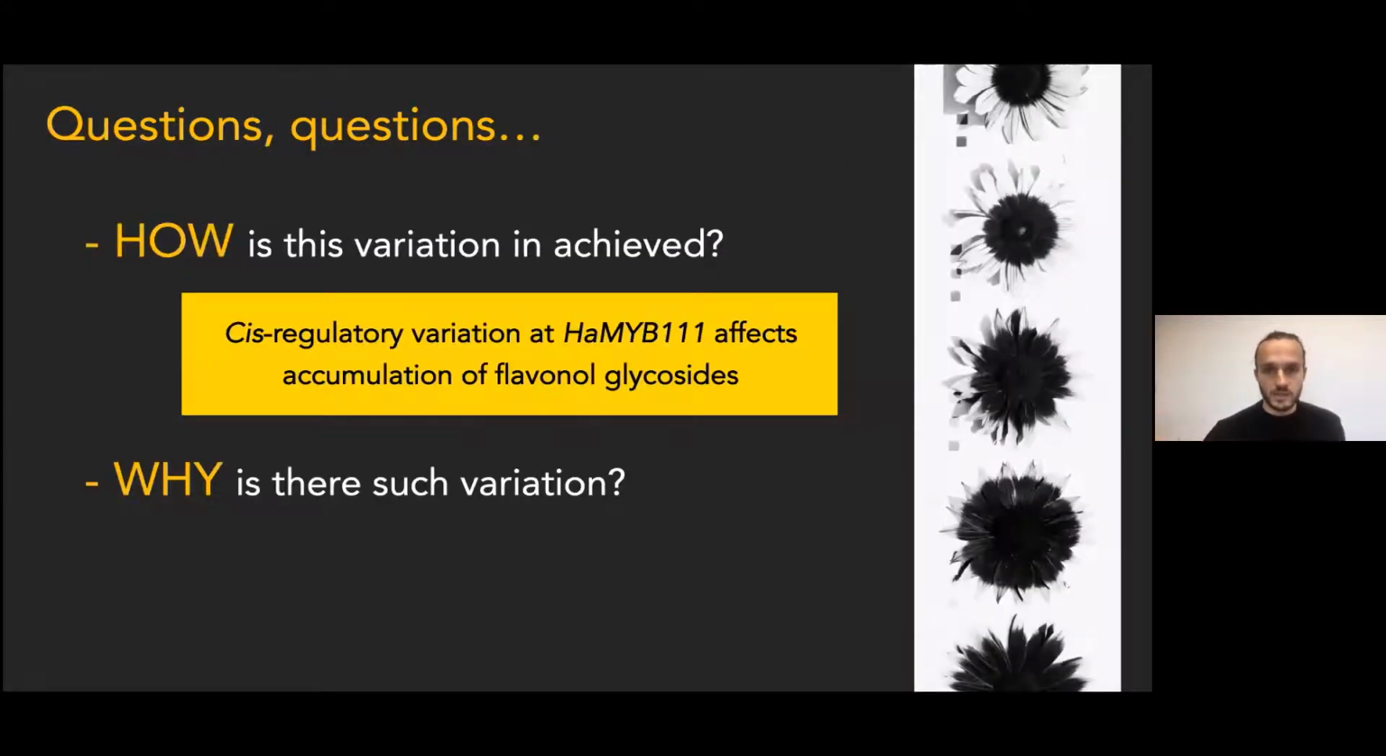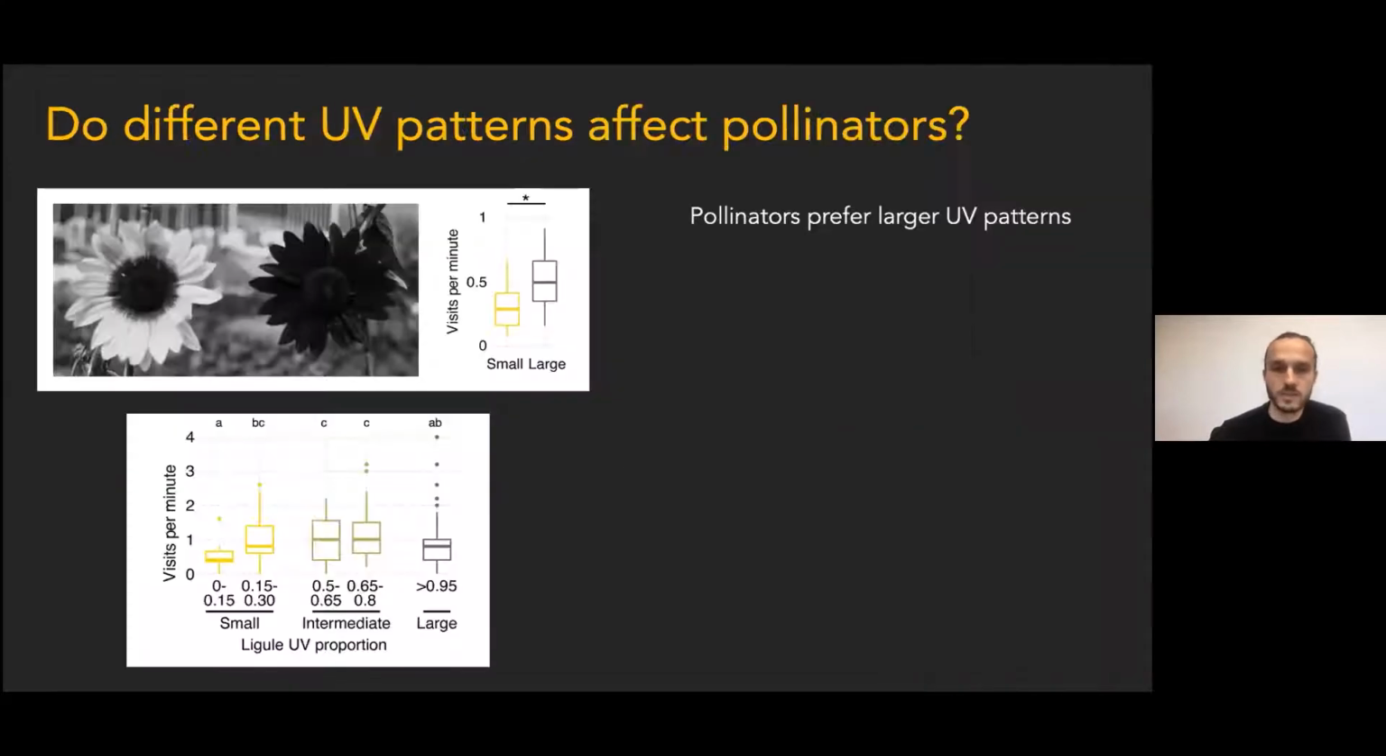So taken together, all these hopefully answers the first question. How is variation for floral UV pattern achieved? This is through cis regulation at MIB-111 that affects the accumulation of flavonoid glycosides. And then we move on to the next question, which is why there is such variation? Is there any reason why there could be this variation in wild animals?